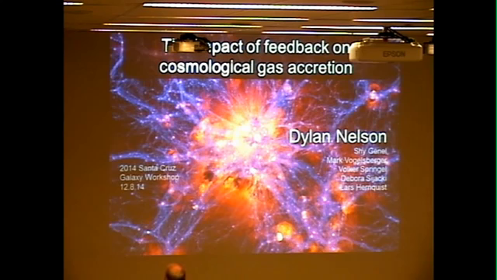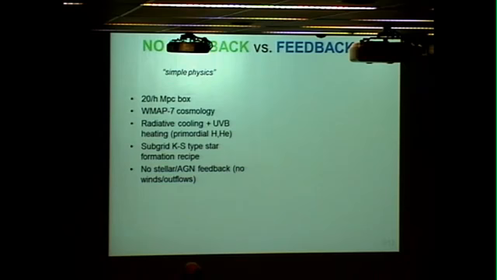It's a 20/h megaparsec volume. It has the standard subgrid ISM pressurization scheme from Springel and Hernquist 2003, a stochastic Kennicutt-Schmidt-like star formation law with a very low density threshold, and radiative cooling assuming a primordial gas composition, and no winds or outflows from stars or black holes.